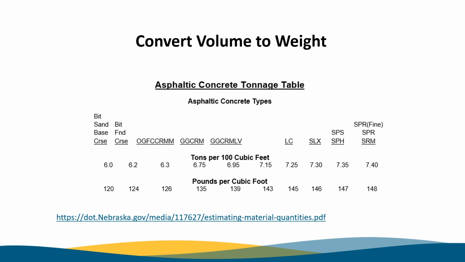Now we need to convert the volume to weight. This table is available on the NDOT website. The link is shown at the bottom of the slide. It is called a materials computation sheet. Here we need to find the unit weight of SPR per cubic foot, and it is showing that the SPR is 148 pounds per cubic foot.